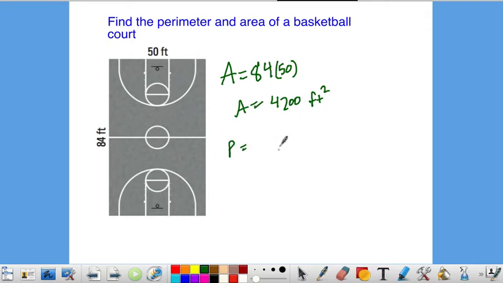Perimeter, we're going to take 50 times 2, and we're going to add 84 times 2. 84 times 2 is 168, plus another 100, so 268, in our case, feet. So if you ran around this basketball court once, you'd run 268 feet total.